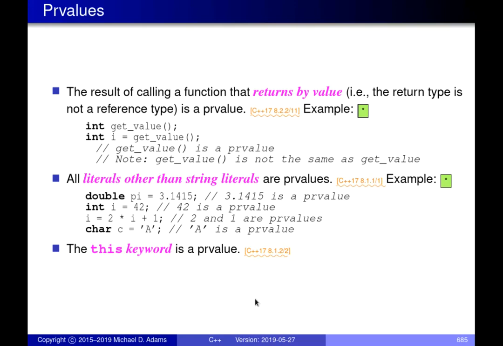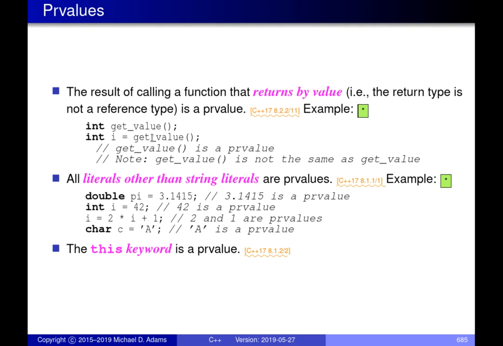Pure R values, maybe one of the most important ones is the result of a function that returns by value, which is a pure R value expression. For example, if I have a function called get_value, the important thing here is not that it's returning an int, but that it's not returning a reference type. It's returning by value. The expression get_value() is a pure R value expression.